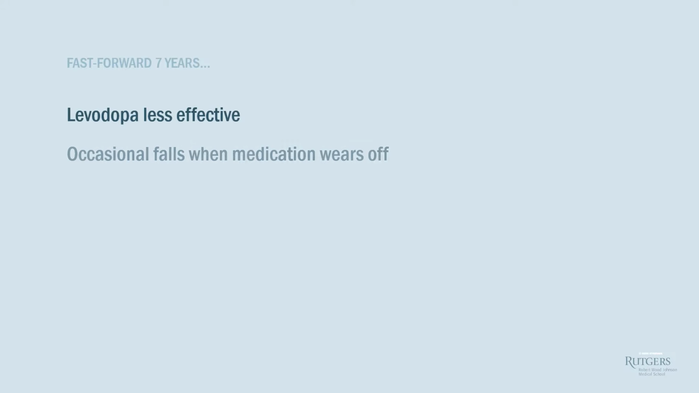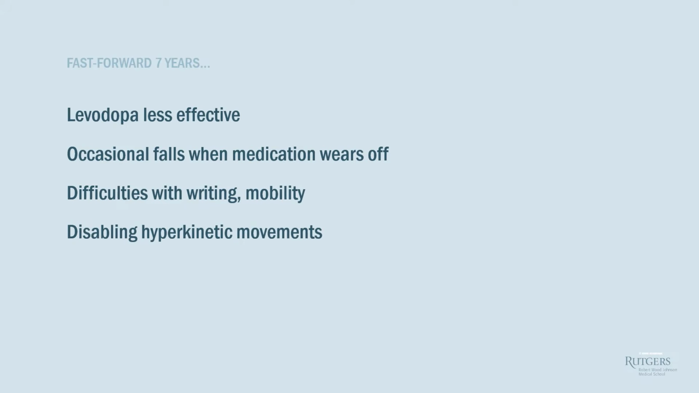Fast forward 7 years. Our patient comes to the clinic with his partner. For several years, he had good control of his symptoms with levodopa, but now medication only works for an hour or so. He feels slower, more stiff, and even falls occasionally when the medication wears off. He has more difficulty with writing and less mobility overall. His speech has become softer. He also notices unwanted involuntary hyperkinetic movements, present about half of the day.